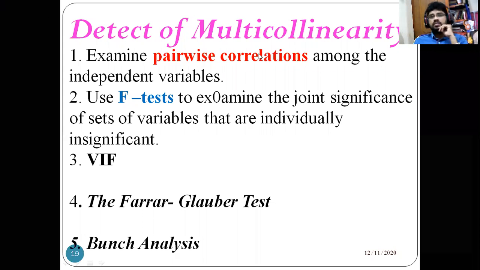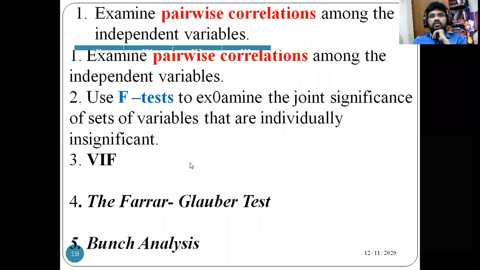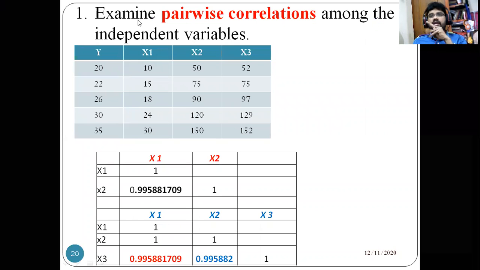We will discuss pairwise correlation, F test and VIF one by one. First, examine the pairwise correlation among the independent variables. How can we calculate that pairwise correlation? It is simple, as I told you, using a correlation matrix. You can use Excel also to get the correlation matrix. I have done it.